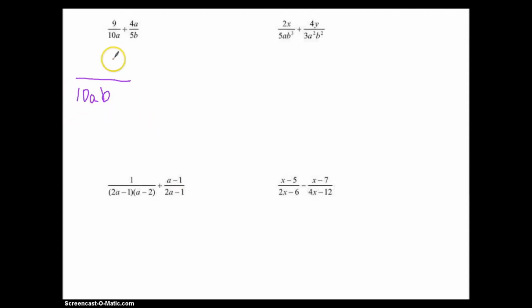Comparing the common denominator to the first one, it's missing a B. Comparing the second one, 10 divided by 5 is 2, and it's missing an A. So B times 9 is 9B, plus 4A times 2A is 8A squared. Nothing will reduce. This is your answer.